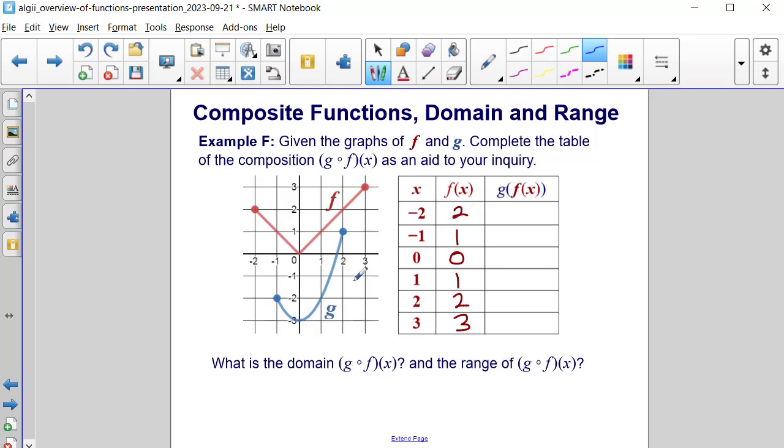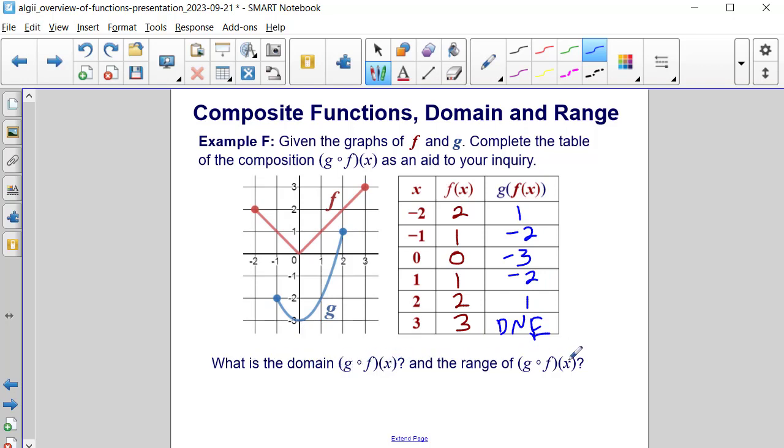So we're finding g of 2. Well, g of 2 is 1. g of 1 is negative 2. g of 0 is negative 3. g of 1 is negative 2. g of 2 is positive 1. And g of 3, if I go to 3, g doesn't have an output. So therefore, g of 3 does not exist.